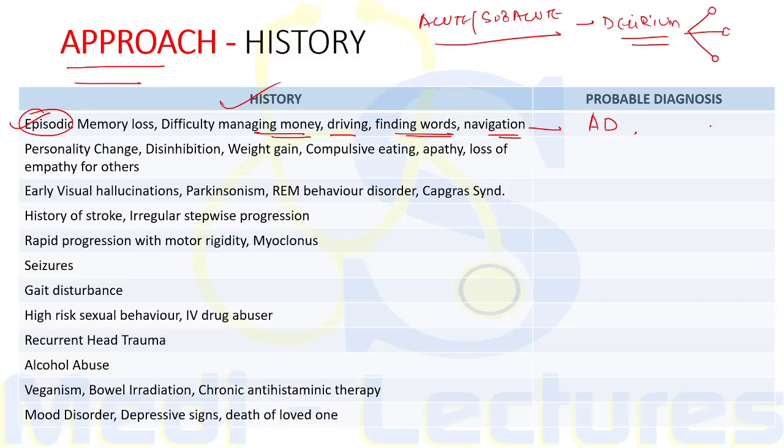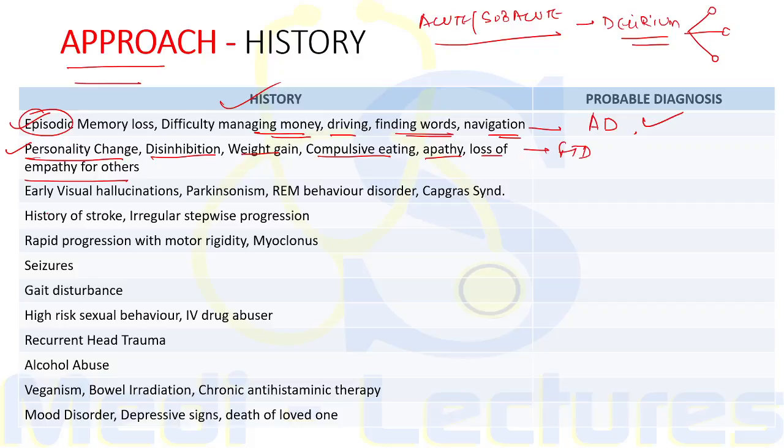And it is very characteristic of these features which we have discussed. On the other hand, if someone is presenting who is less than 65 years of age with personality changes, disinhibition, weight gain, compulsive eating, apathy and loss of empathy for others, it is frontotemporal dementia.